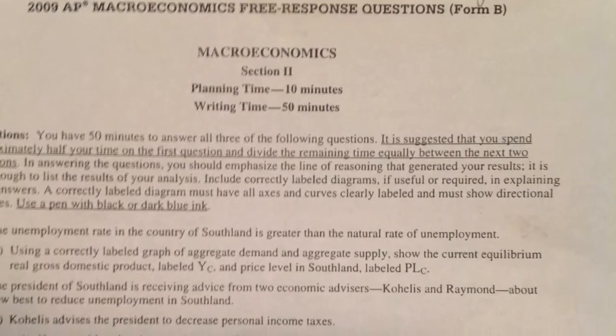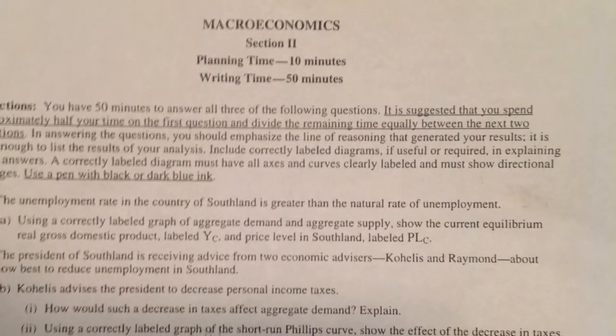Dora! Reviewing the 2009 Macroeconomics FRQ question number 1. The unemployment rate in the country of Southland is greater than the natural rate of unemployment. So A says use a correctly labeled graph of aggregate supply and aggregate demand. Show the current equilibrium of real GDP labeled as YC and price level in Southland labeled PLC.